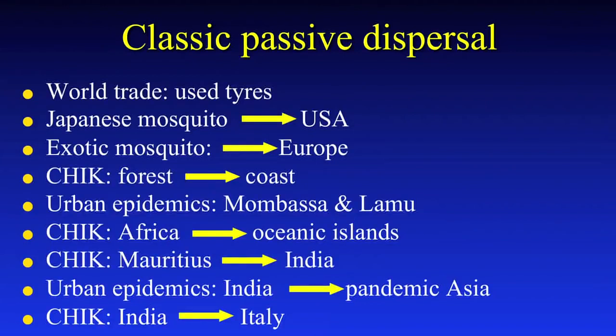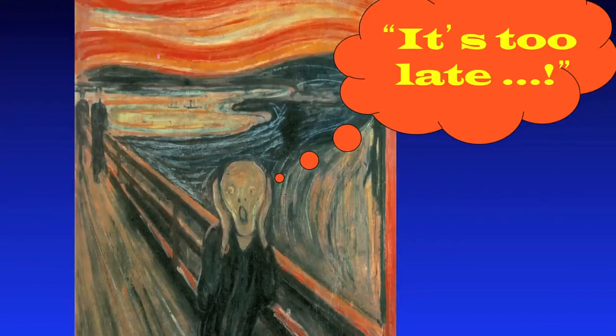And a virus, chikungunya, moved to the coast of East Africa. There were urban epidemics. The chikungunya went then to the oceanic islands, Mauritius, and then from there to India. And then there were urban epidemics in India, a pandemic in Asia, and it arrived in Italy. Okay? So, what was the reason for all this? It's too late. It was global warming.